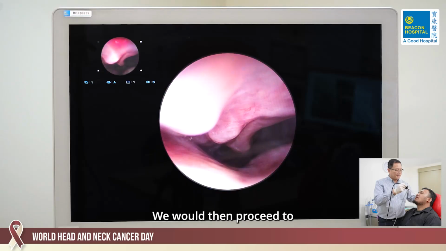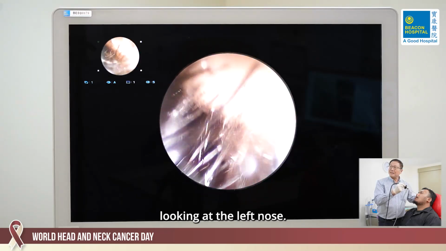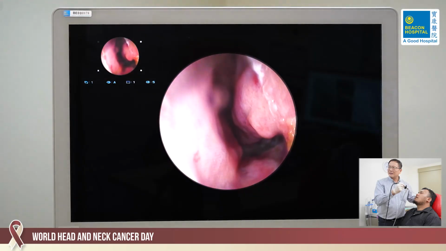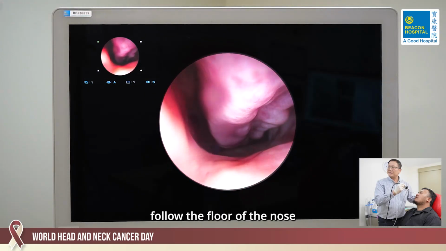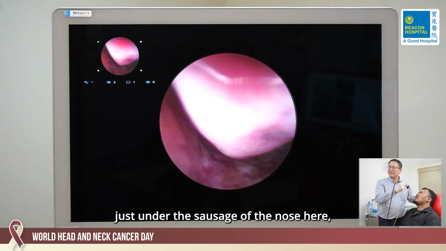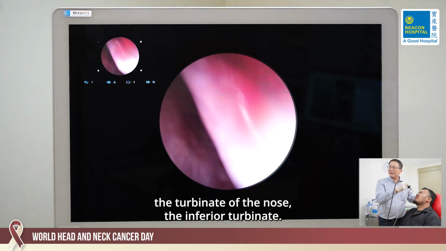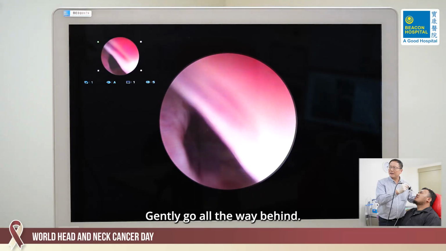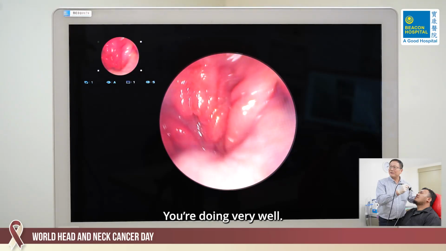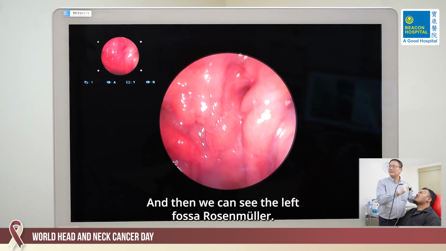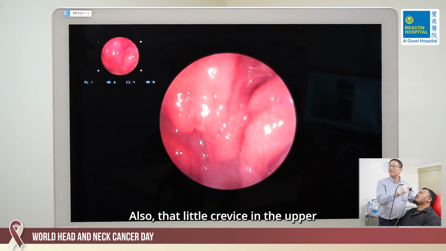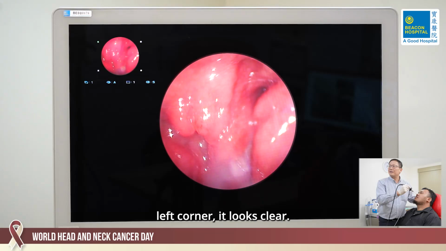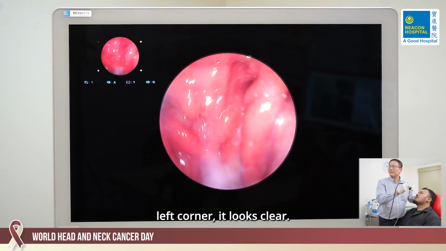We will then proceed to looking at Mr. Amri's left nose. So again, we go here, follow the floor of the nose, just under the sausage of the nose here, the turbinate of the nose, the inferior turbinate. Gently go all the way behind. Mr. Amri, you alright? Yeah, you're doing very well. And then we can see the left fossa of Rosenmuller, also that little crevice in the upper left corner, it looks clear. Alright?